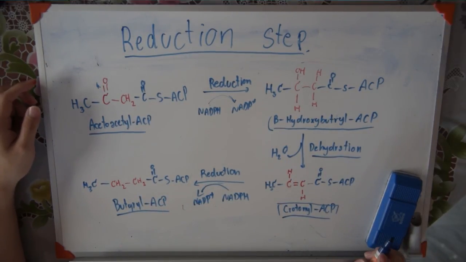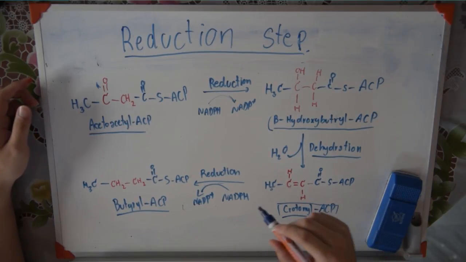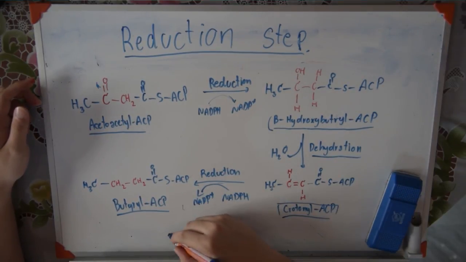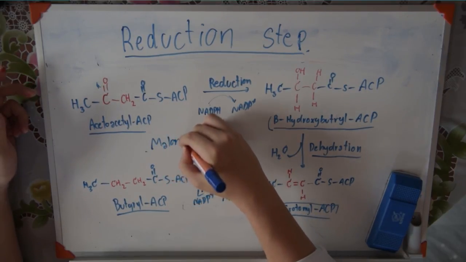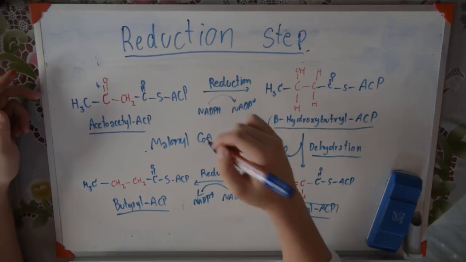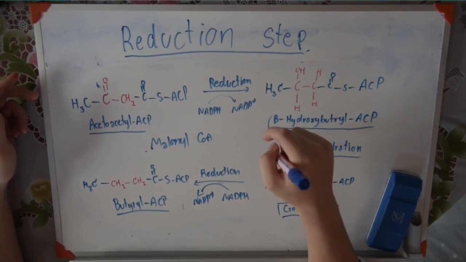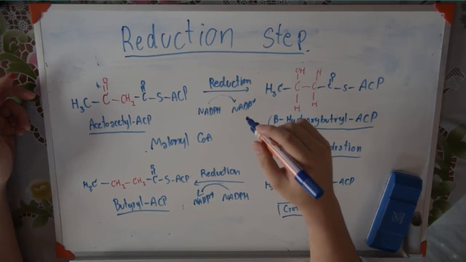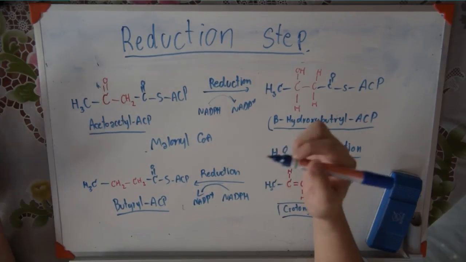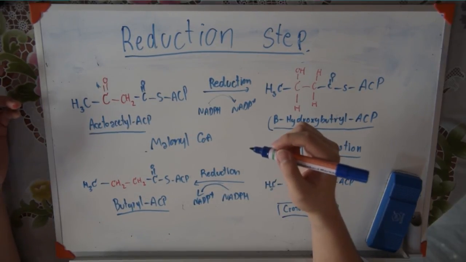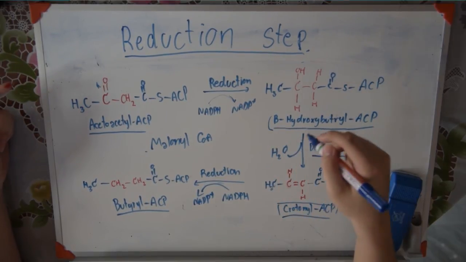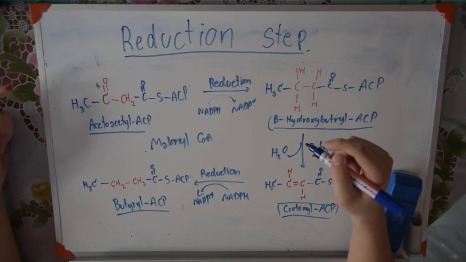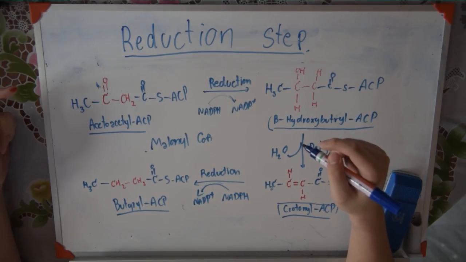Butyryl ACP was then condensed with another malonyl coenzyme A to start a second cycle. Even though malonyl coenzyme A is a 3-carbon molecule, 1 carbon is lost in the condensation step, and therefore only 2 carbons are added to the growing fatty acid chain at each round.